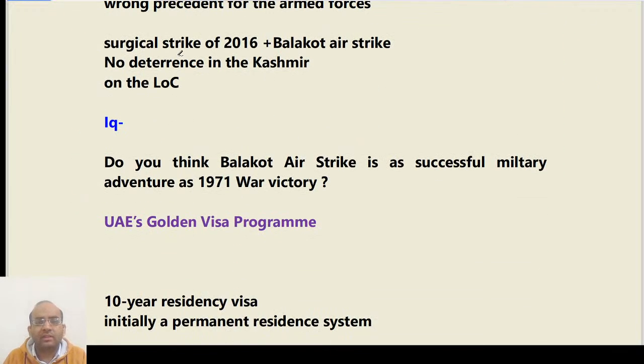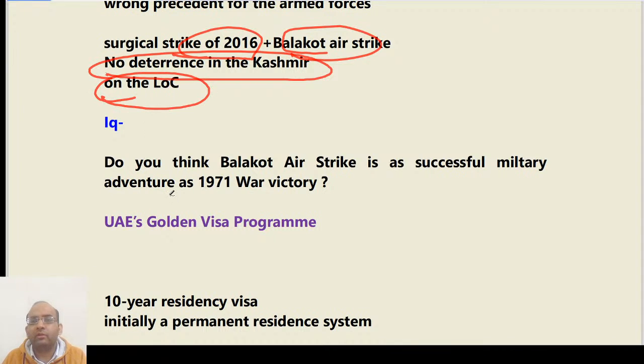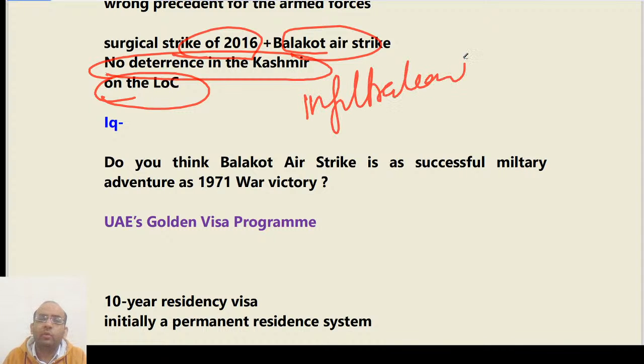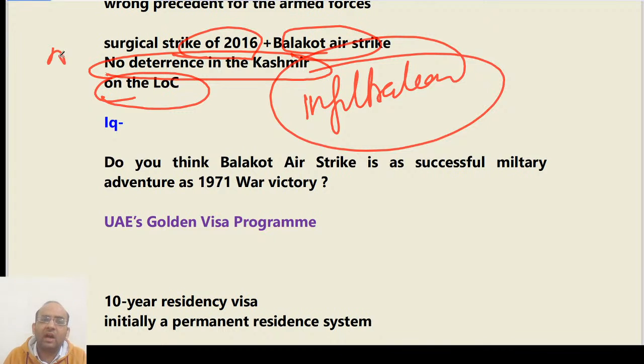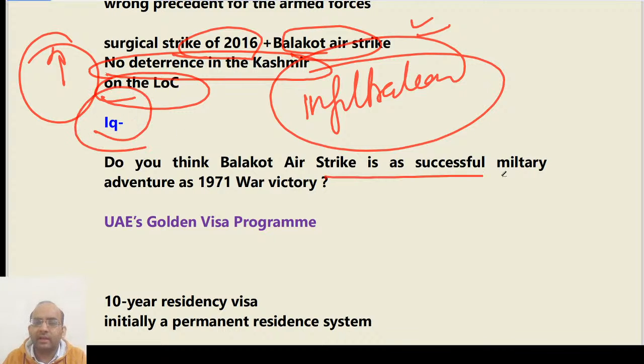That is also one of the criticisms of the event. And also, after the surgical strike of 2016 and the Balakot airstrike, it is being said that there has been no deterrence on the Kashmir insurgency. There is no deterrence on ceasefire violations on the LoC. There is no deterrence on the infiltration of terrorists from Pakistan to India. In fact, it has increased after these kinds of strikes. So that raises the question of whether these strikes are done for political reasons or security reasons. So this is the interview question for you: do you think the Balakot airstrike is as successful a military adventure as the 1971 war victory?